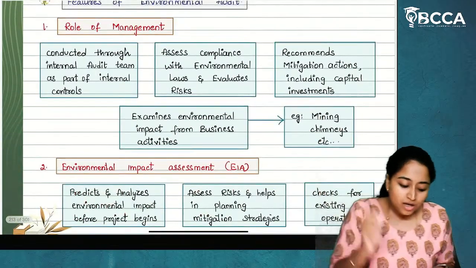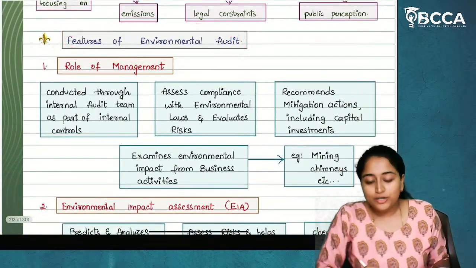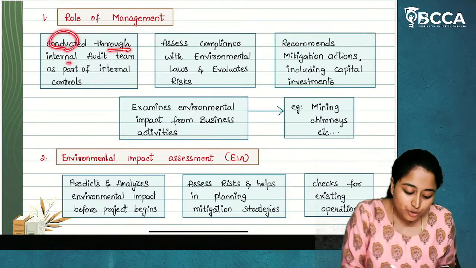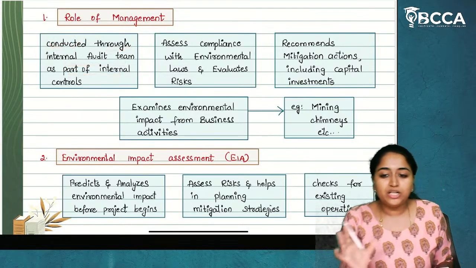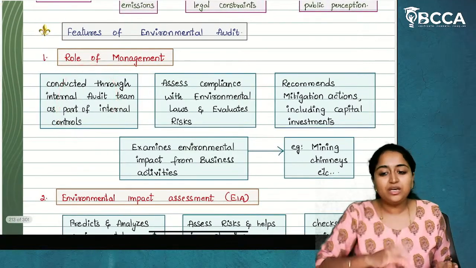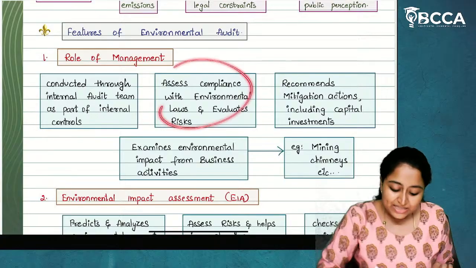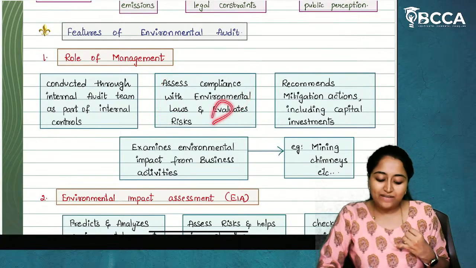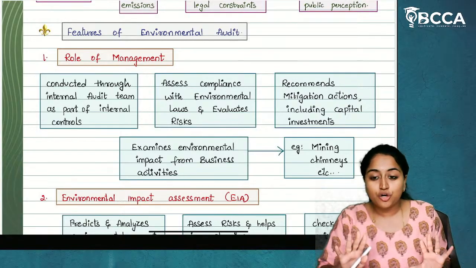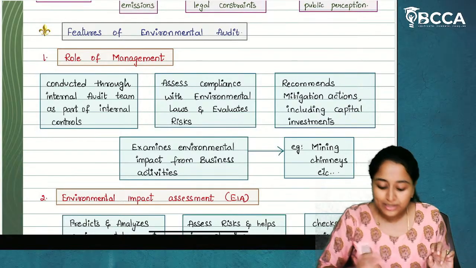Now what are the features of an environmental audit? Role of management. What does management have to do? Conducted through the internal audit team as part of internal control. So who will conduct this? The internal audit team will do the environmental audit. Assess compliance with environmental laws and evaluate the risk, whether they are following all environmental laws or not. Regarding that, the assessment will be done.